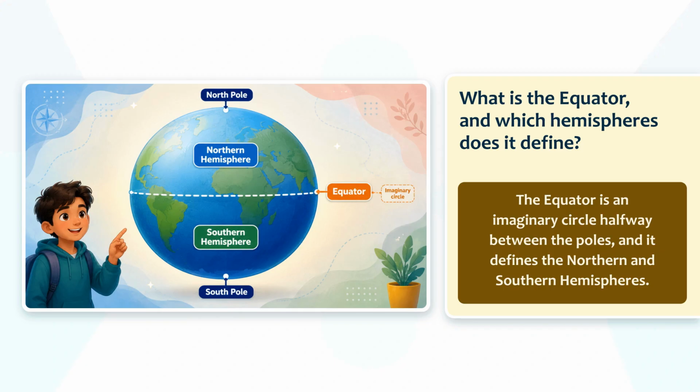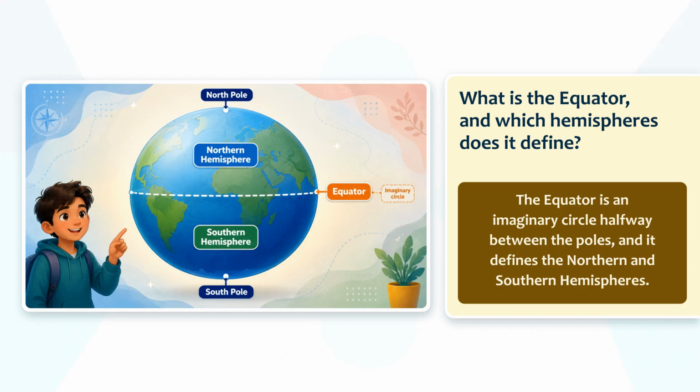What is the equator, and which hemispheres does it define? The middle circle and labels provide the complete response. The equator is an imaginary circle halfway between the poles, and it defines the northern and southern hemispheres. The dashed line shows that it is not physical.